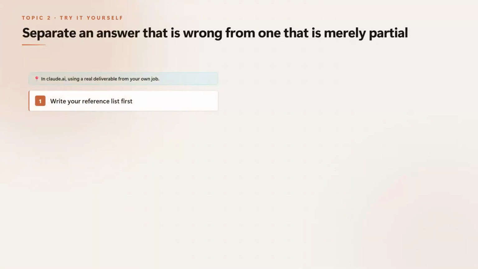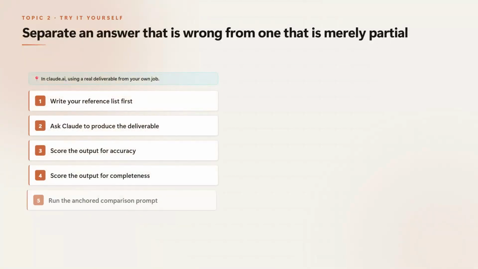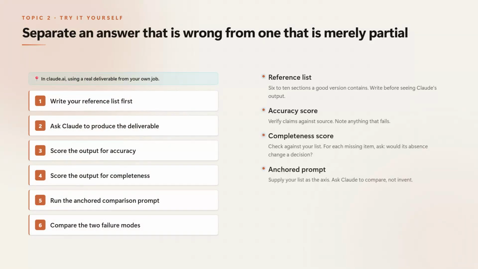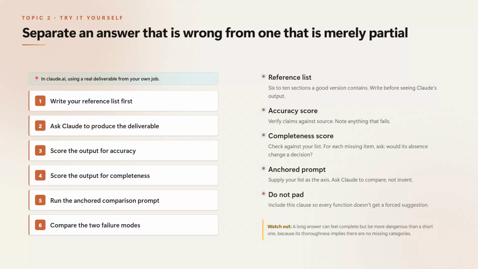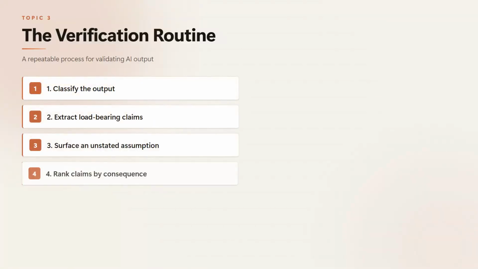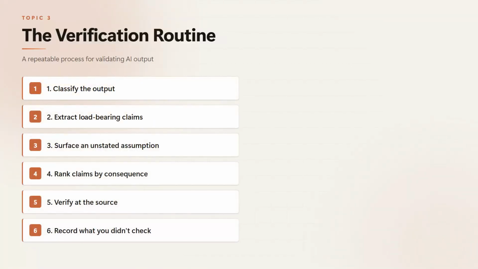Here is the sequence to run yourself. Reference list. Accuracy score. Completeness score. Anchored prompt. Do not pad. A long answer can feel complete but be more dangerous than a short one, because its thoroughness implies there are no missing categories. The problem is not ignorance, it is that verification competes with delivery and loses.